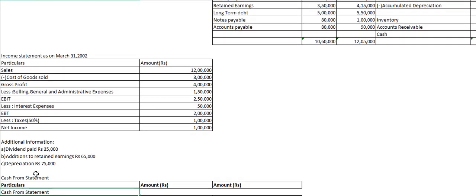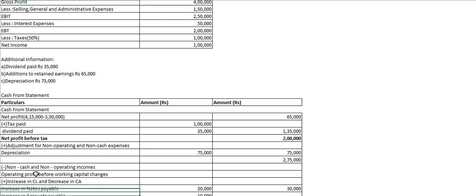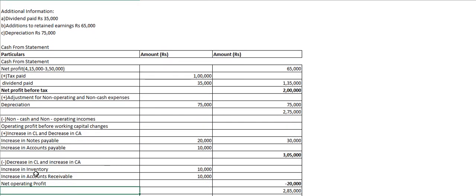In the adjustment or additional information, they have given the dividend paid as rupees 35,000. If it is dividend paid, what will you do? You will add it to your net profit in order to calculate your net profit before tax, and you will minus it in your financing activity. Then additions to retained earnings is rupees 65,000, which is nothing but opening and closing balance difference. That's what they are basically telling us. And depreciation is 75,000. You will add it in your adjustment for non-operating and non-cash expenses.